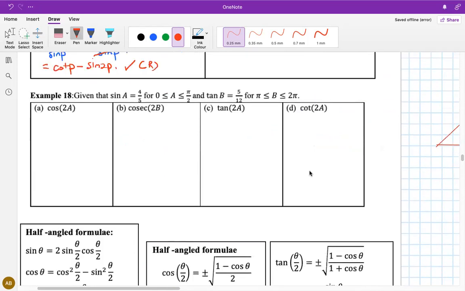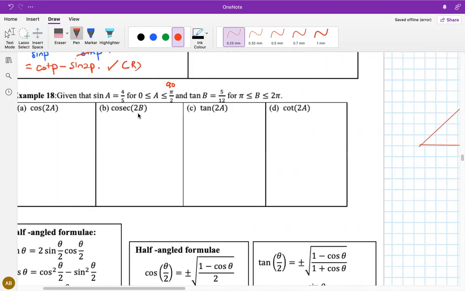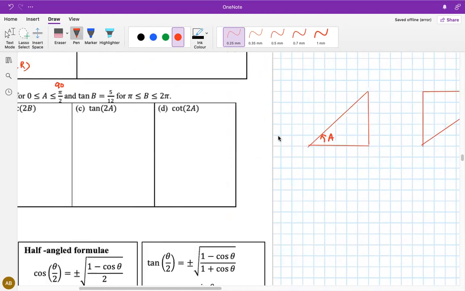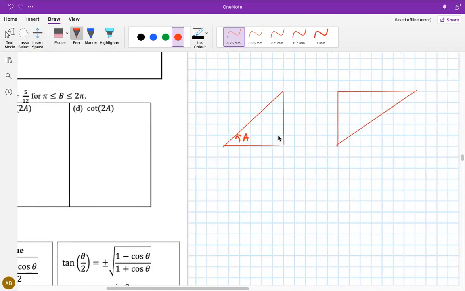And then example 18, find the value. So let's see. Sine A is 4 over 5 and A is between 0 and 90 degrees. So A is an acute angle, right? So let's say this is A. Therefore, sine A is 4 over 5, so opposite over hypotenuse.